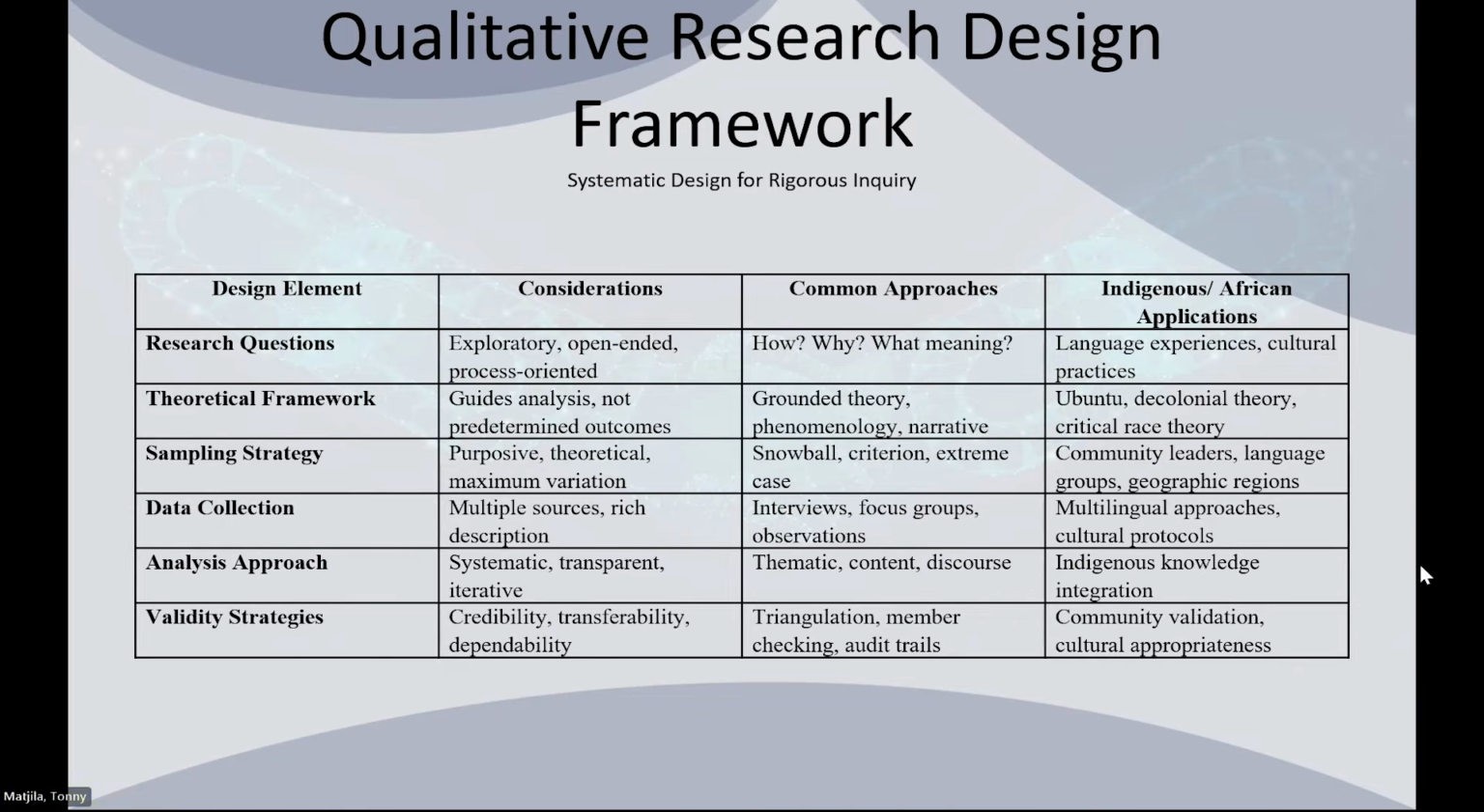So qualitative research design requires planning while maintaining flexibility for emergence, because you don't know what you'll get from your participants. Things might emerge while you are getting the data from your participants. But I also feel that research questions should be genuinely exploratory. So if you already know the answer, why do you need to do that research?